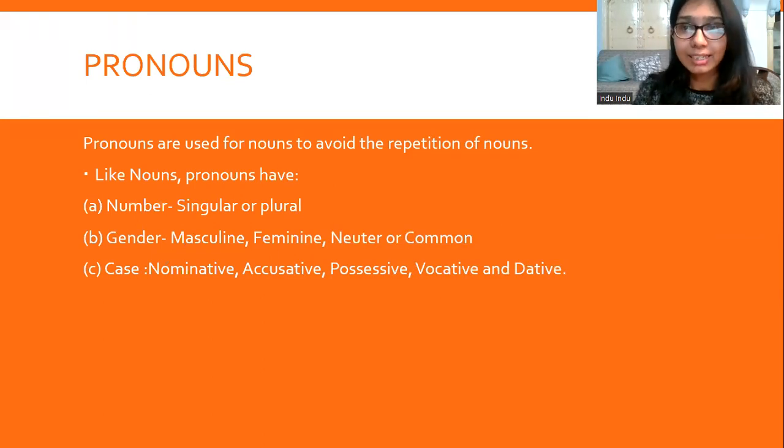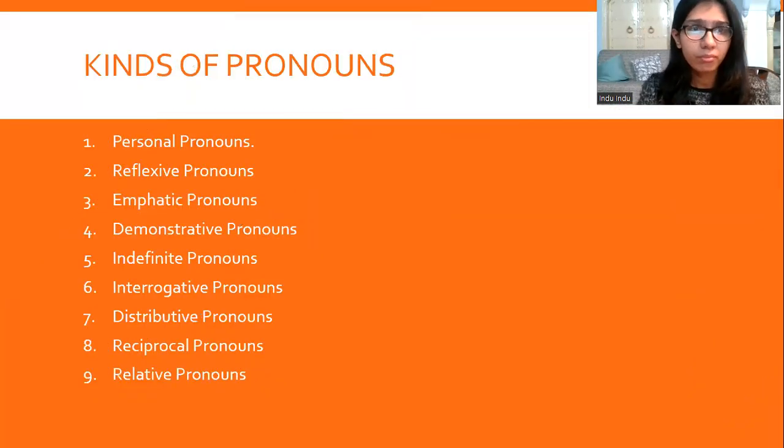Then they have gender, that is, they could be masculine, feminine, neuter, or common. And then they do have cases. Not all pronouns have cases, but some pronouns do have cases, which could be nominative, accusative, possessive, vocative, or dative. We would not be discussing cases in this lecture. However, we would be discussing number and gender distinctions of pronouns.